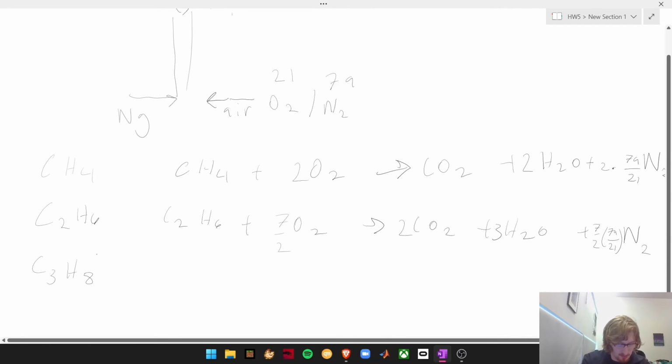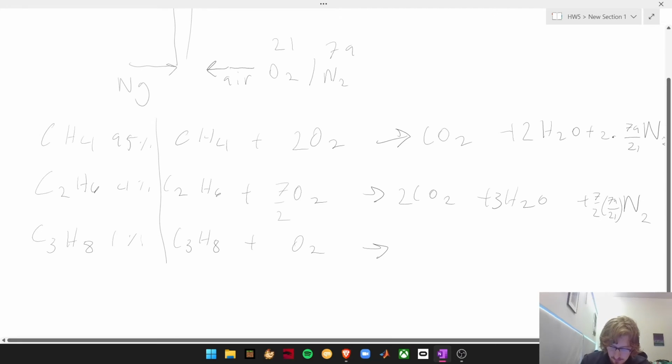And by the way, I believe the percentages of these are going to be 95%, 4%, and 1% in our inlet of natural gas. So we'll have some propane, C3H8, plus some oxygen will yield some CO2, some H2O, and some nitrogen. So we just got to balance things again.